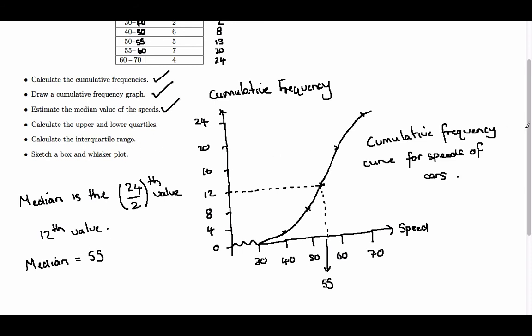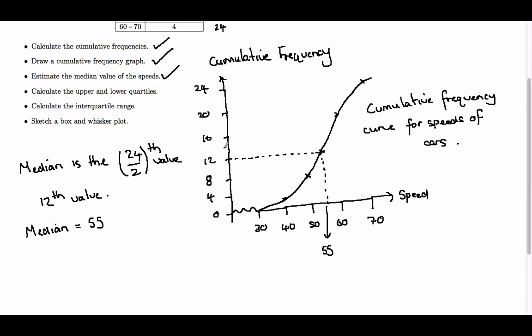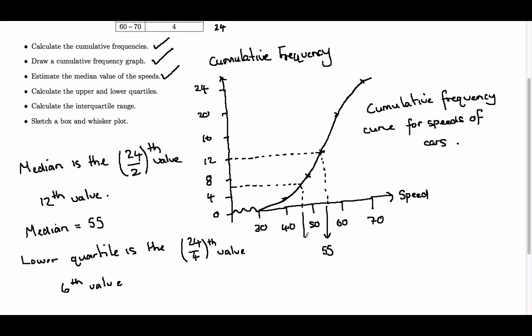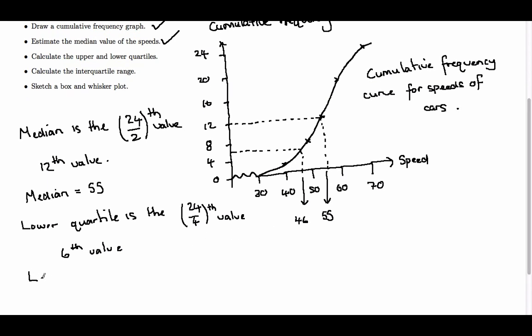Now to calculate the upper and lower quartiles, we still use the same process, but for the lower quartile we use the 24/4 value. So 24/4 is 6, so we're looking for the 6th value. So the 6th value is here, and we go across and then down, and that looks roughly to be about 46. So we'll say that the lower quartile is 46.